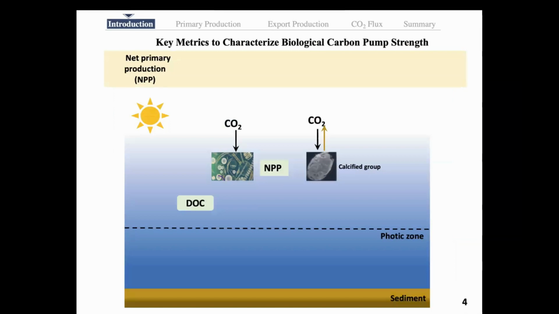There are several key metrics that we can rely on to quantify the biological pump strength. The first one is net primary production, which indicates the total amount of carbon fixed by the phytoplankton and available for the higher trophic levels. It determines the upper limit of the carbon that can be absorbed by the biological carbon pump.